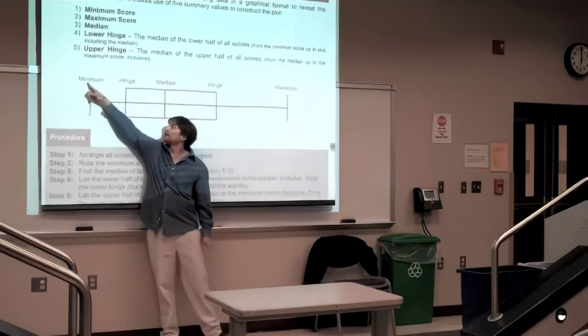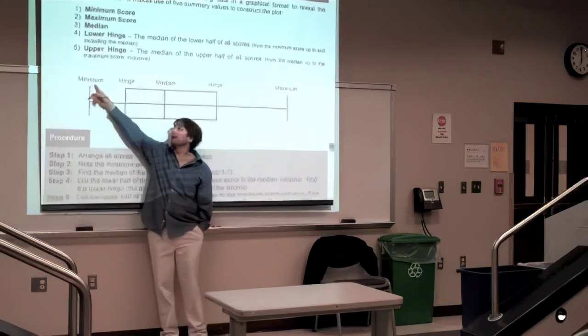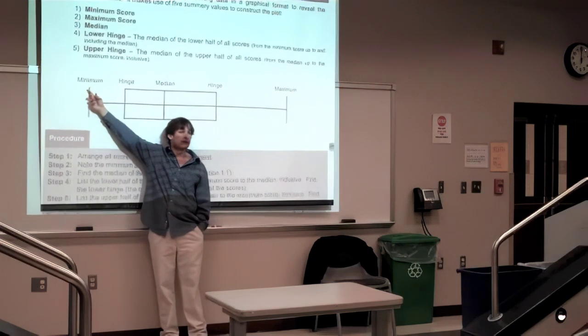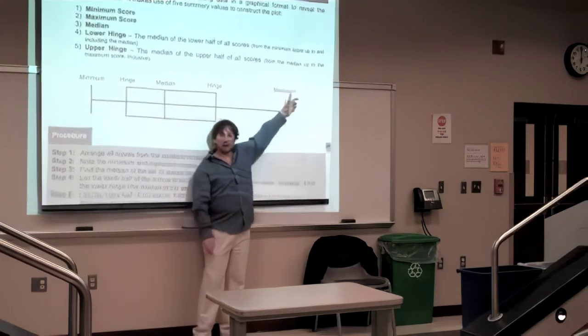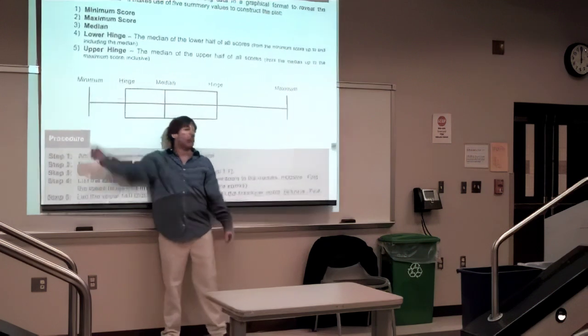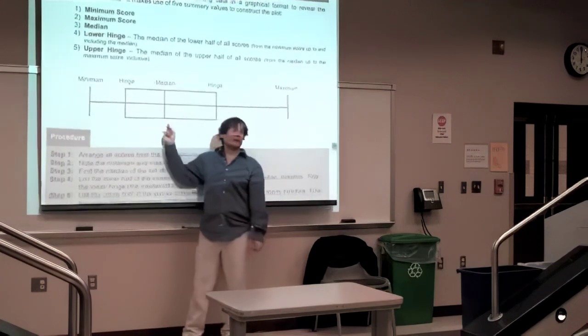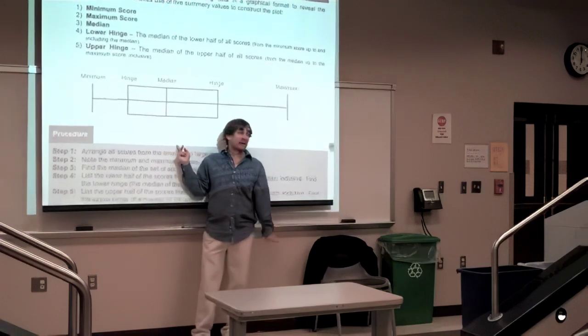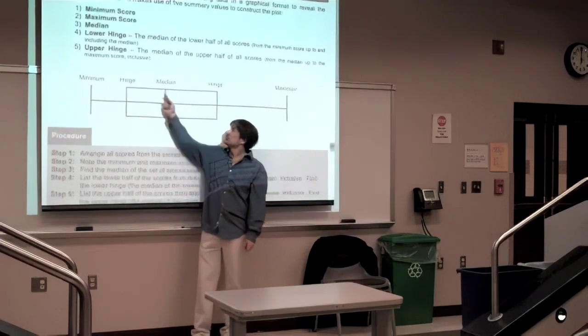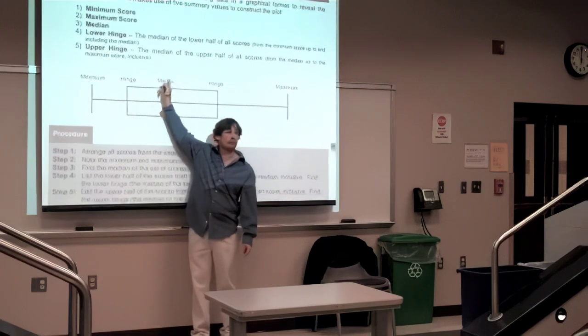So instead of the word minimum here, it would actually be the value of the smallest number. This would be the value of the largest number. So this could be like, say, 2, and this could be like 20 or something. The median, you know how to calculate. We did that in the first section, section 1.1. So calculate the median and put the value of the median there.